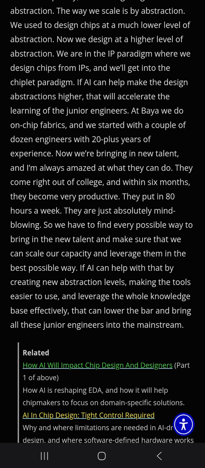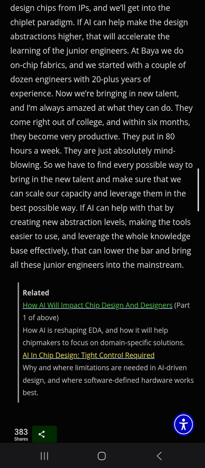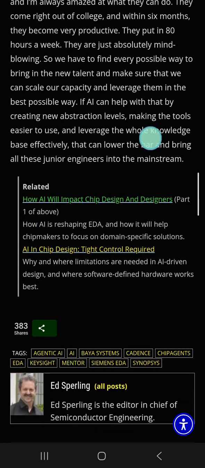If AI can help with that by creating new abstraction levels, making the tools easier to use, and leveraging the whole knowledge base effectively, it can lower the bar and bring all these junior engineers into the mainstream.